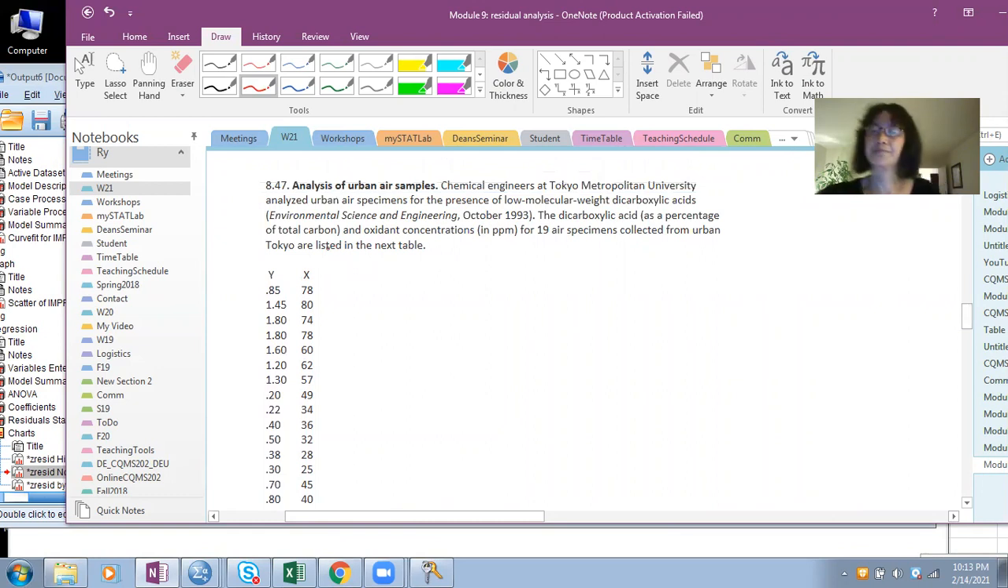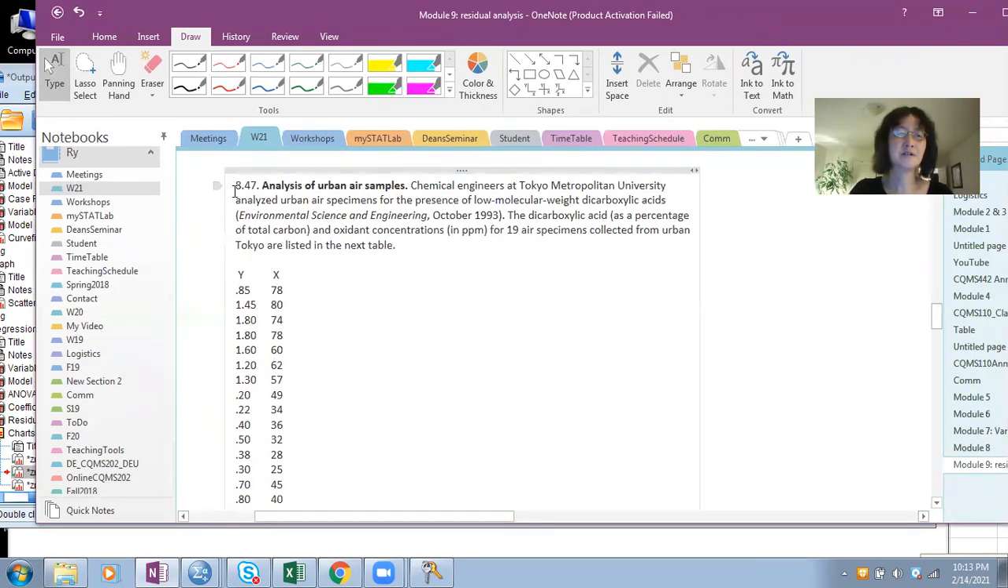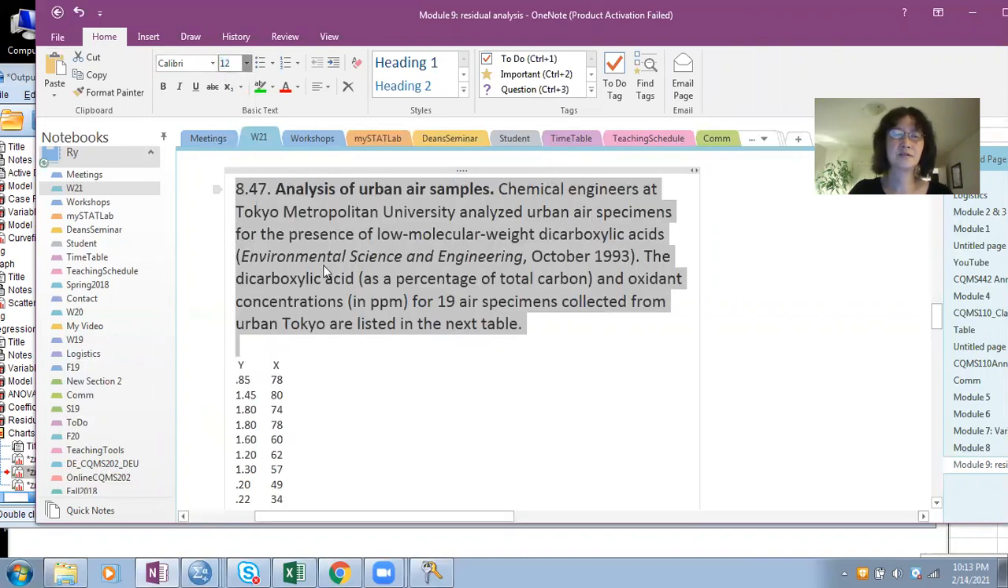So again, this question is about urban air samples, chemical engineering. Do I need to increase the font size? Let me see. Okay, now it's better. Chemical engineers at Tokyo Metropolitan University analyzed urban air specimens for the presence of low molecular weight dicarboxylic acids. The dicarboxylic acid as a percentage of total carbon and the oxidant concentrations for 19 air specimens collected from urban Tokyo are listed in this table.